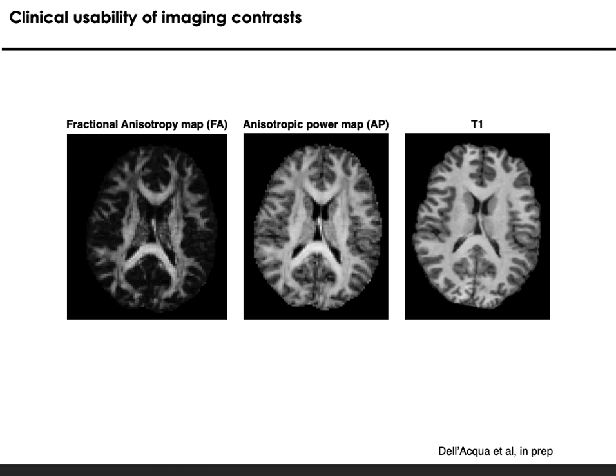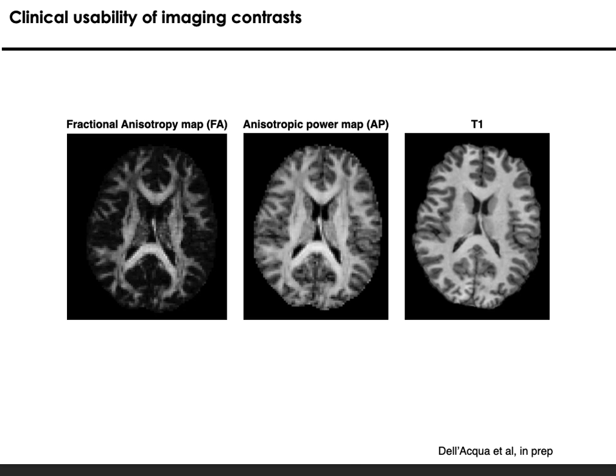Another advantage that comes with this contrast is that you can see here it's quite comparable to a T1 image. And when it comes to trying to register your diffusion data and your structural MRI data, obviously if you have more information to co-register, the registration will be better. So this is a contrast you might want to investigate a little bit more.